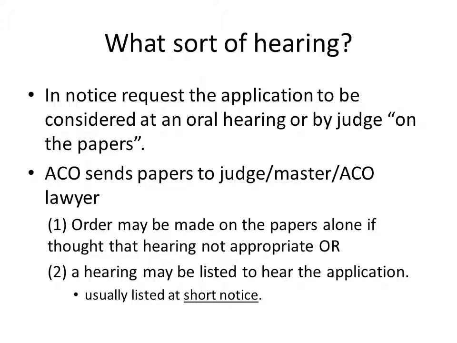The Administrative Court Office, when it gets your application, sends the paper either to a judge or to the master or to the Administrative Court Office lawyer for them to consider. A judicial order can be made by any of those on the papers alone if it's thought that a hearing wouldn't be appropriate. Otherwise, a hearing can be listed, which means you're notified of when it's going to be heard, and then the oral application can be heard.